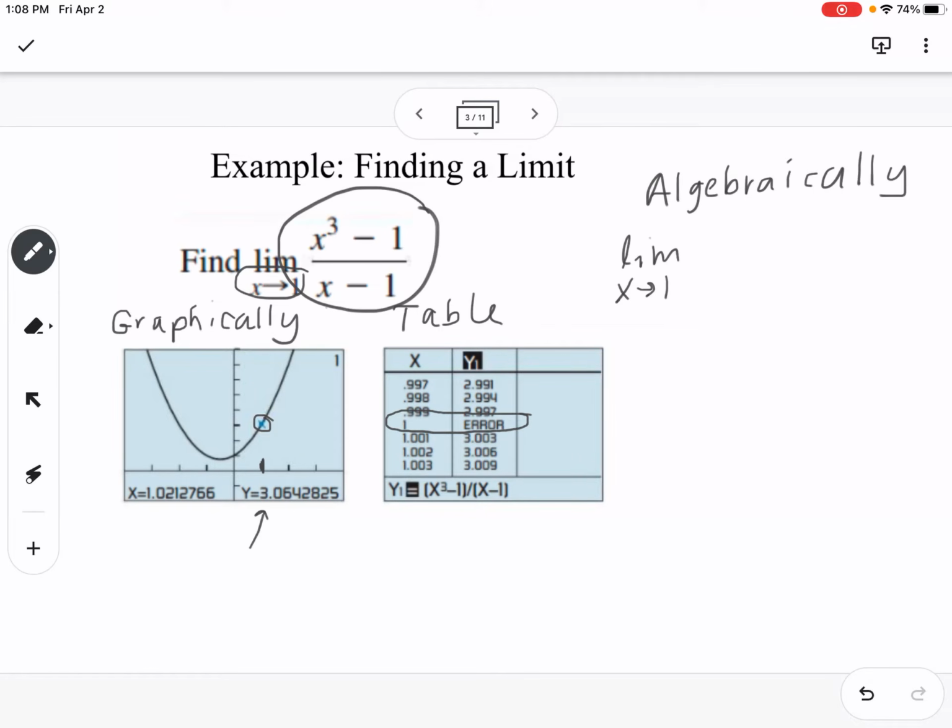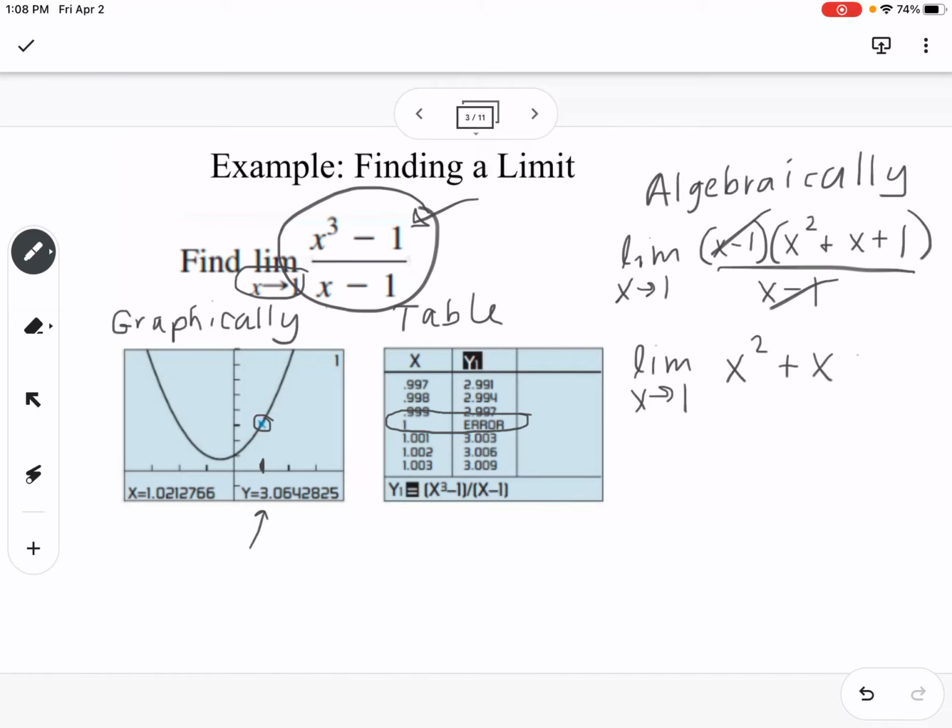x cubed minus 1 is a difference of cubes. It might not be one that you have memorized, but you should be able to recognize that the numerator is a difference of cubes. We would factor it by writing x minus 1 times x squared plus x plus 1, and that's just the rule of difference of cubes, over x minus 1. By factoring that, you can see we can cancel the x minus 1 in the numerator and the denominator. So then we have the limit as x approaches 1 of x squared plus x plus 1.